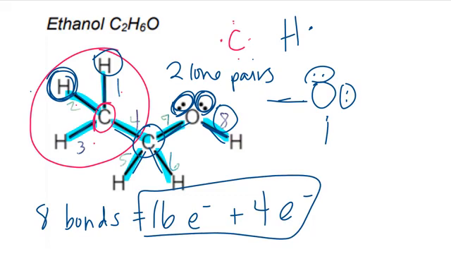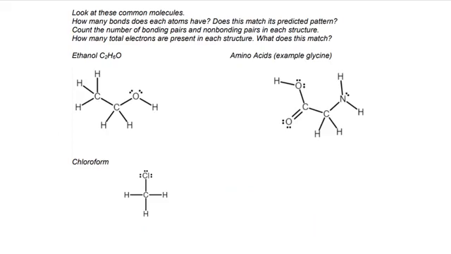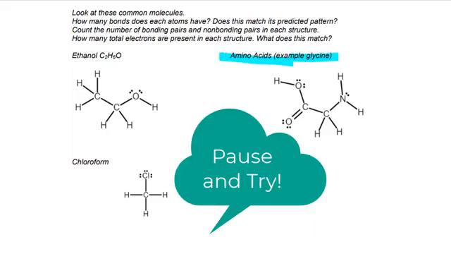So now I want you to go and pause and try to do these other 2 compounds, amino acids like glycine and chloroform. I want you to look at these compounds, look at these molecules. How many bonds does each atom have? Does it match its predicted pattern? Count the number of bonding pairs and non-bonding pairs. How many total electrons are present in each structure? What does this match? So take a minute, pause the recording.